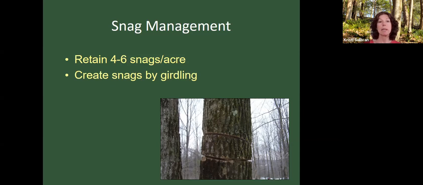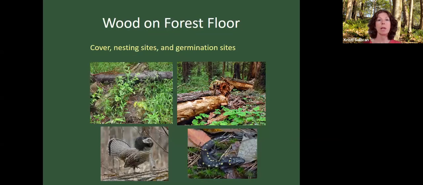So recommendations are to try to create or retain 4 to 6 of these snags, which are dead trees, per acre of forest land. Leaving wood on the forest floor is also very important. So many species use down logs and wood on the forest floor for cover. For example, salamanders will seek shade and moisture under down wood.